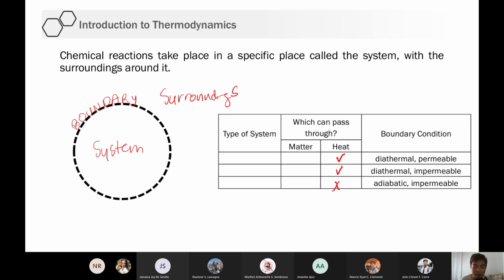Ano pa bukod sa thermos? Ano pa kaya? Stainless. Ay, stainless ba yun? Yung stainless, diathermal yan. Di ba? Stainless na baso. Yung super refreshing pag uminom ka. Eto, nilalagyan to ng ice candy.